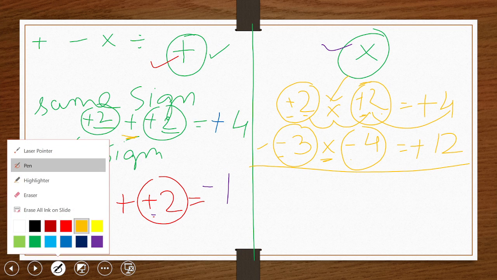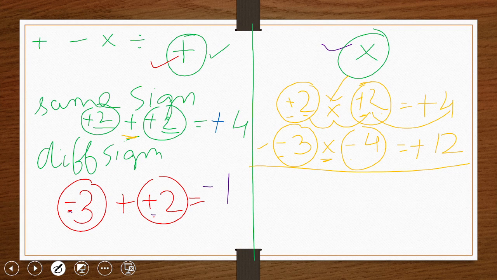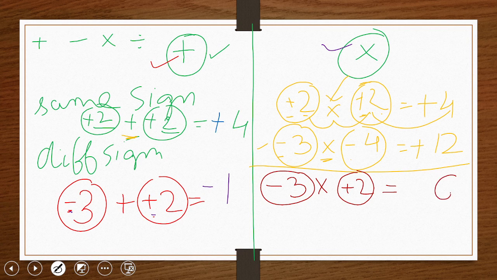And different sign we have to take for multiply. Different sign, that is number 3 and plus 2. These are the two numbers with different signs. Multiplication operation is being done. So 3 into 2 is 6, but the sign which we will put is different sign. Here we are using different sign, that is minus sign.